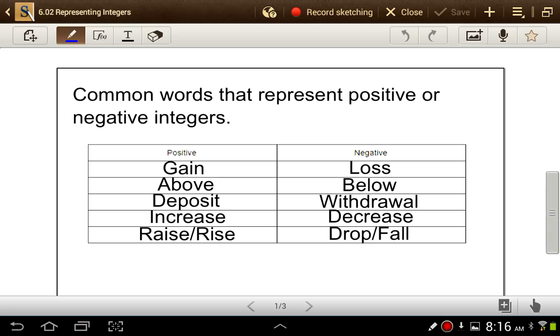Okay, and then on the right side I have some common words that represent negatives, and I kind of have them across from each other to see the opposites of each other. So I have loss, below, withdraw, decrease, or drop or fall. So those would kind of correspond to the positives on the left. Okay, so go ahead and write those down. If you need to pause, go ahead. I'm going to move on to the next slide.